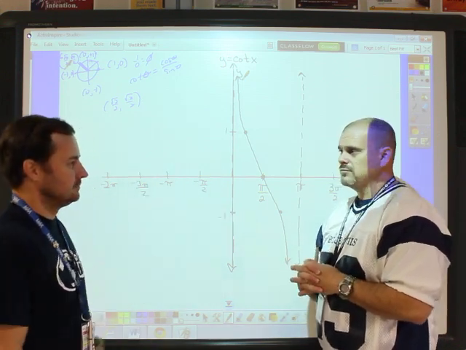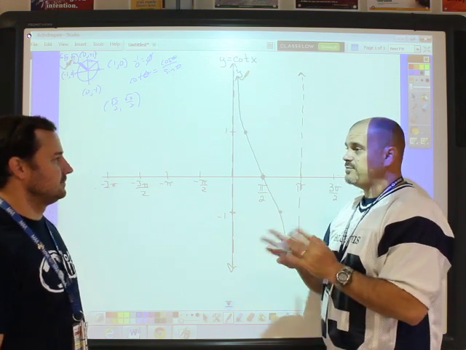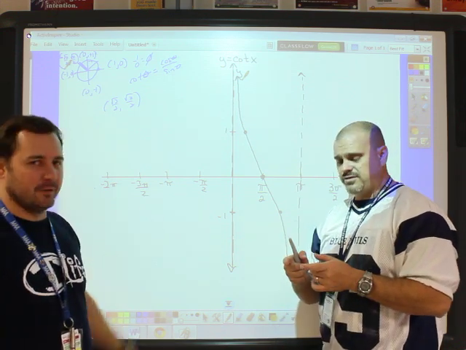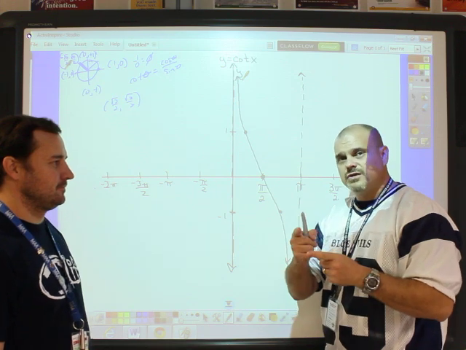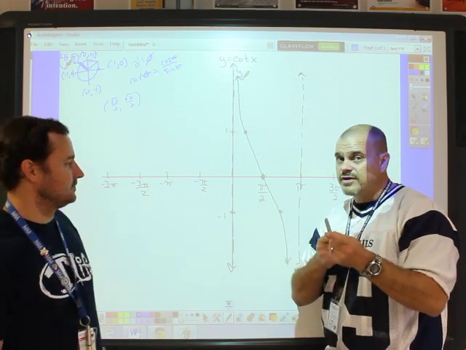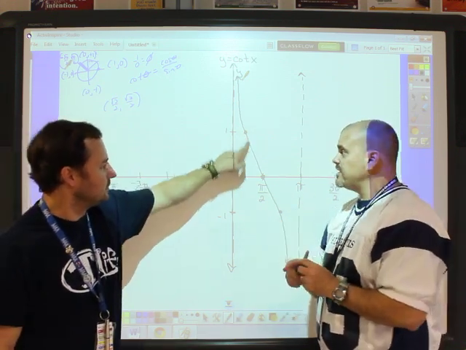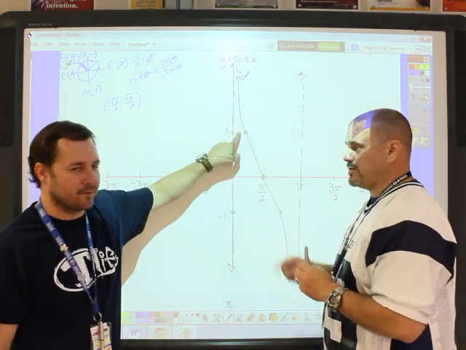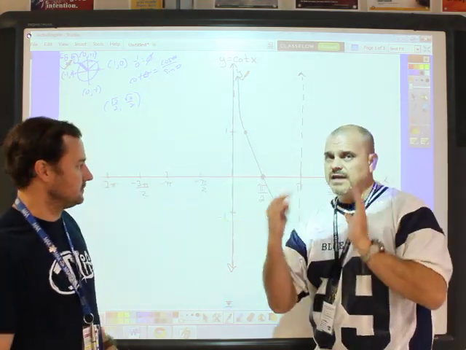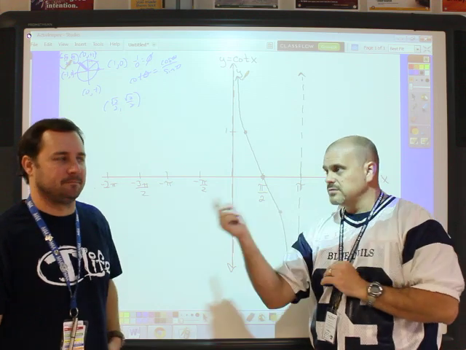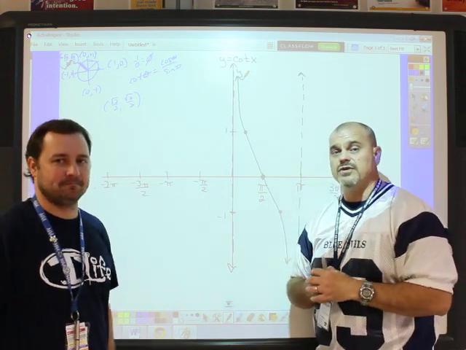All right, so today we've done parent graphs of tangent and cotangent. Make sure you know what the asymptotes are. Make sure you know if they're increasing or decreasing. Make sure you know what the period is, and make sure you know these 3 points. You need 3 points in between asymptotes to draw a smooth curve.